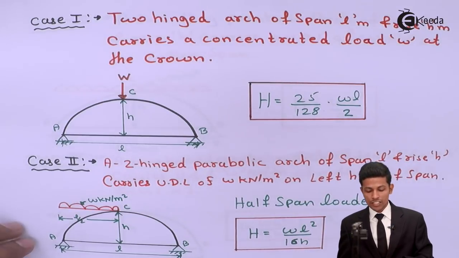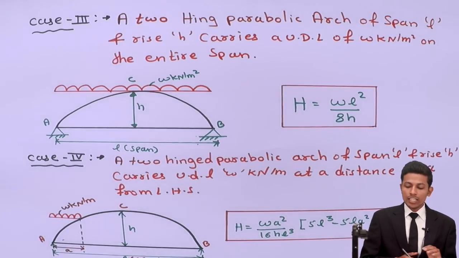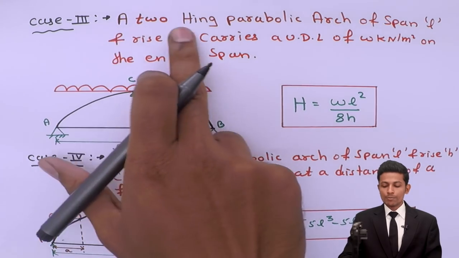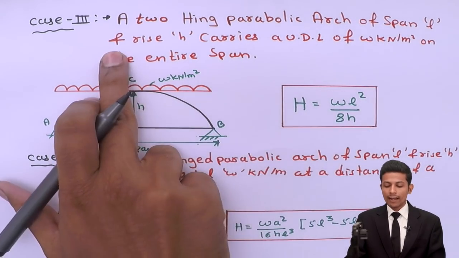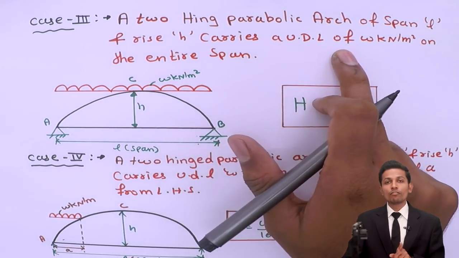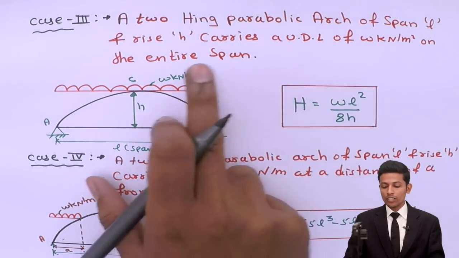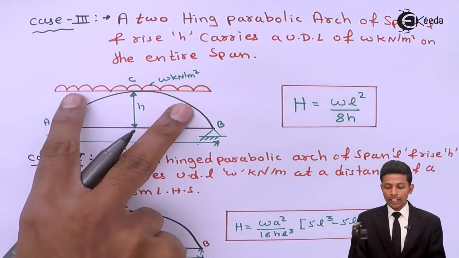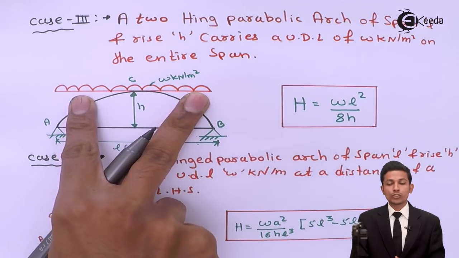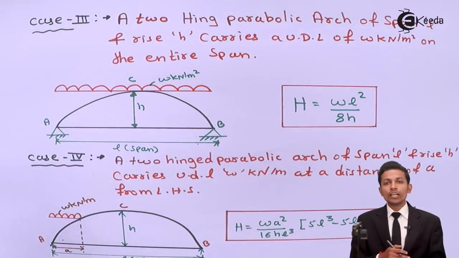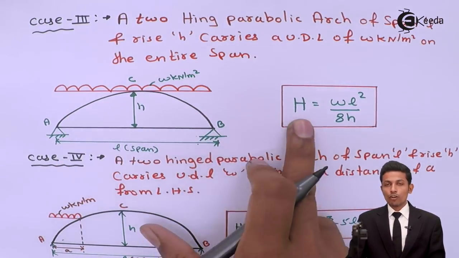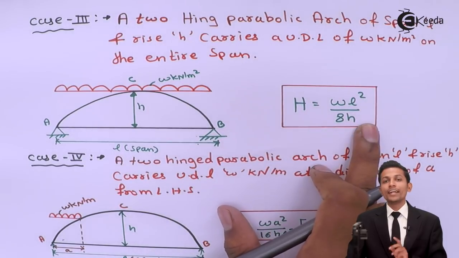Now case 3. A two hinge parabolic arch of span L, rise h, carries a UDL of W kilonewton per meter on the entire span. If we have a UDL over the entire span, the h formula will be WL square upon 8h.